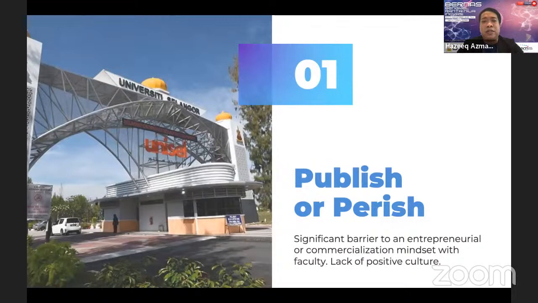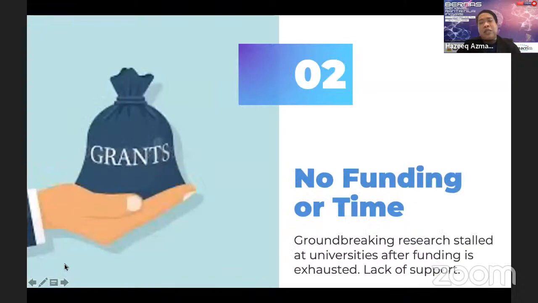So this is a big issue because there are some lecturers with an entrepreneurial mindset, but if we look at the culture in the university, those with higher publication are usually rewarded in terms of salary as well as recognition. So that's why academicians usually prefer to publish rather than focusing on whether this particular research has the potential for commercialization or not. And because of that, a lot of good ideas stay in the university and don't come out, okay? So there is a lack of positive culture here to support the lecturer who would like to explore the commercialization aspect.